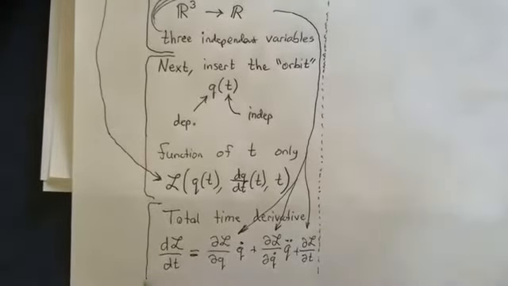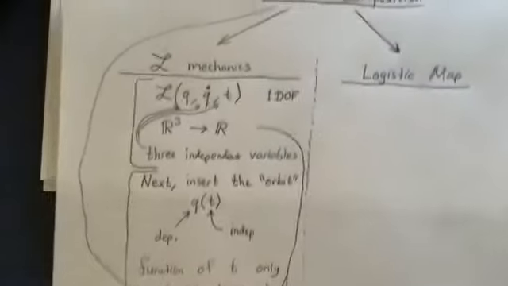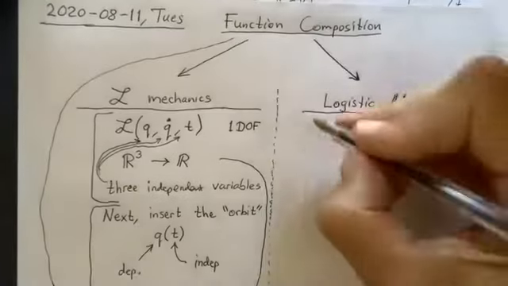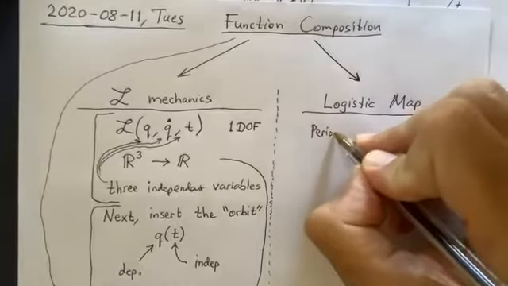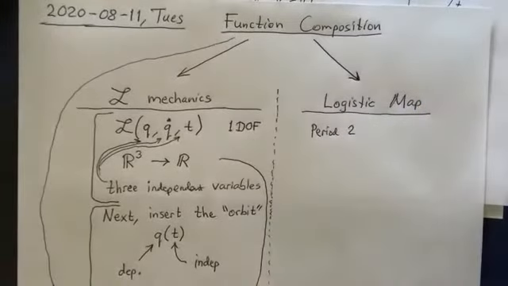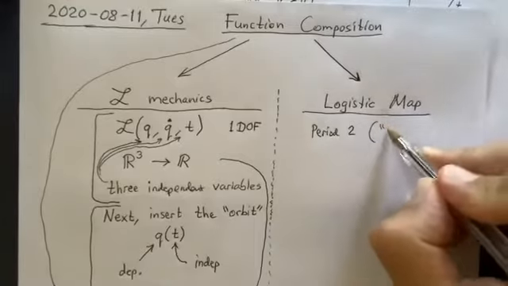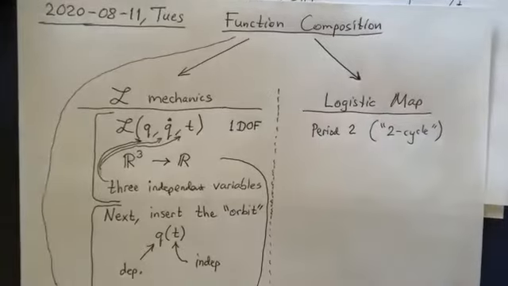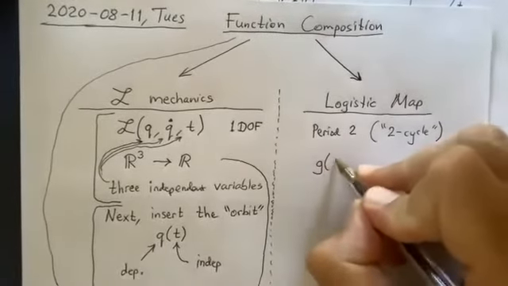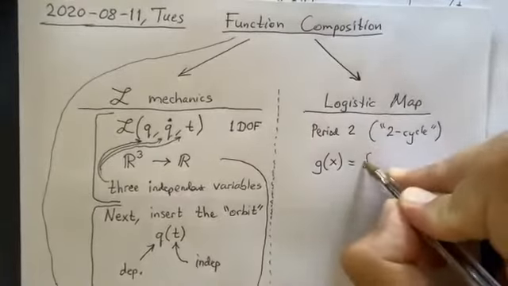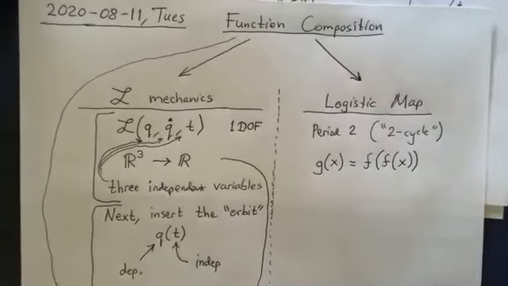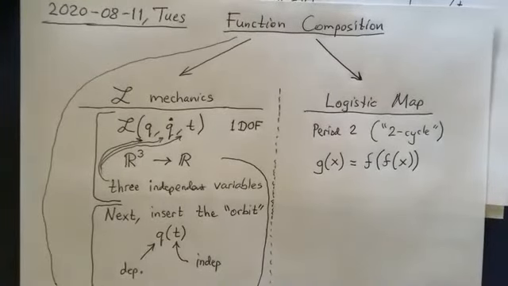Okay, so that's a reminder because we're using those same foundation skills here with the logistic map. And we'll talk about a few examples. If you look at period 2, these so-called 2 cycles, okay, we'll define a function g of x equaling f of f of x. Okay, so obviously there's a slight difference here.